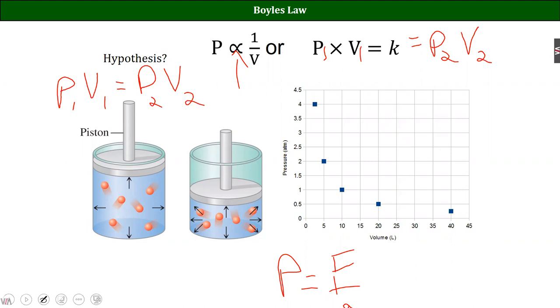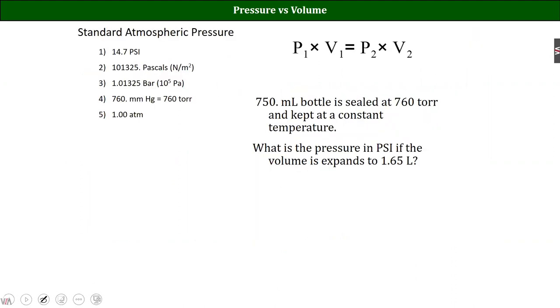The way that gets used is we can do something like this. These are just examples of different pressure units. We'll talk about them in a second. It doesn't really matter what the pressure unit is for now. If you have a pressure and a volume, and then you change the volume, we can calculate the new pressure. If we change the pressure, we can calculate the new volume.